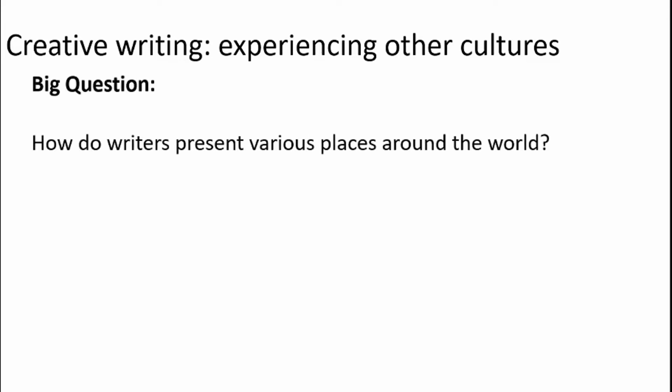And this term we're going to be going back to writing, but more creative writing, more descriptive writing, and again thinking about what things are like around the world. Our big question then for this term is, how do writers present various places around the world? And by writers, we really mean us, because we're going to be the ones doing the writing. So how do we present places?